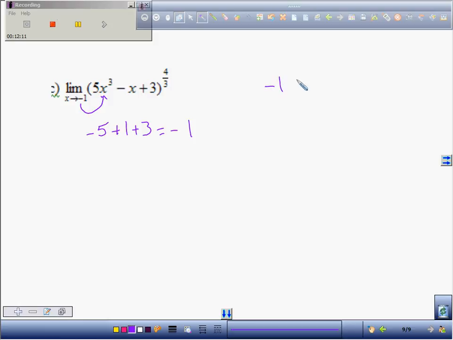What's negative 1 raised to the 4/3 power? Right, so this is the same as the cube root of negative 1 raised to the 4th power. Can I take the cube root of a negative number? Yes, you can take the cube root of a negative, because a negative times a negative times a negative will give you a negative. So what's the cube root of negative 1? Negative 1 raised to the 4th power, which is 1. So here I took this inside limit first, and then I raised that limit to the 4/3 power. Okay?